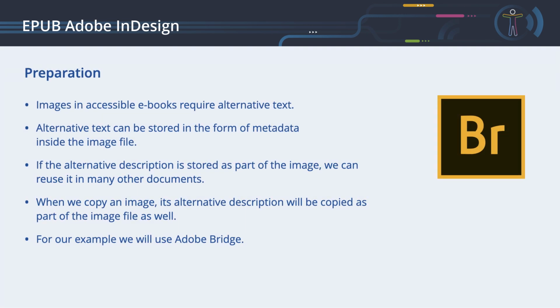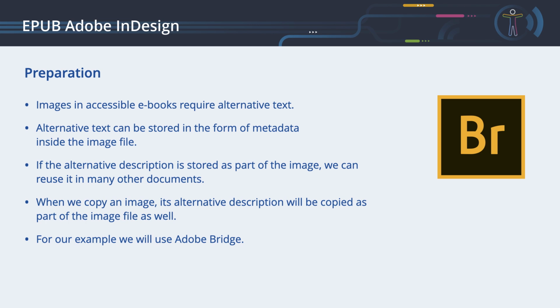Before we start using InDesign itself, we need to think for a moment about the images that we want to include in our InDesign documents. Images in accessible ebooks require alternative texts. Alternative text can be stored in the form of metadata inside the image file as part of the image. This means that we can reuse this description in many other documents without having to retype the alternative text. When we copy an image, its alternative description will be copied as part of the image file as well.